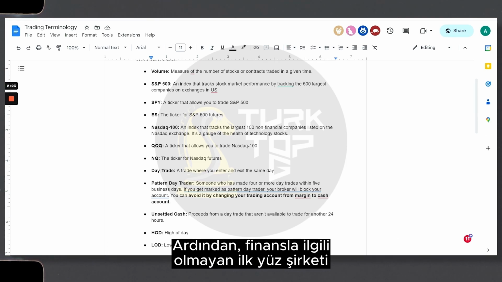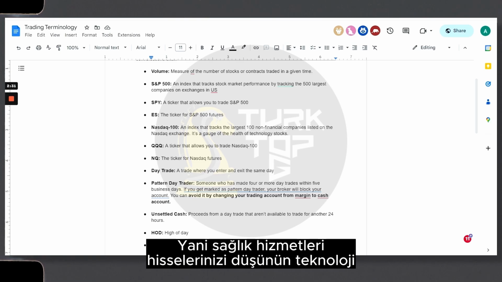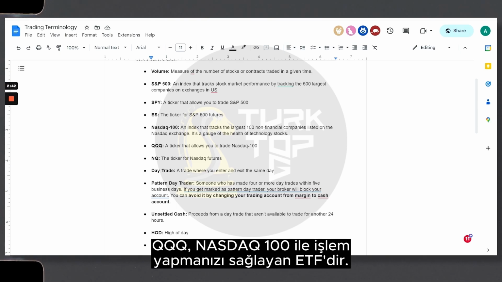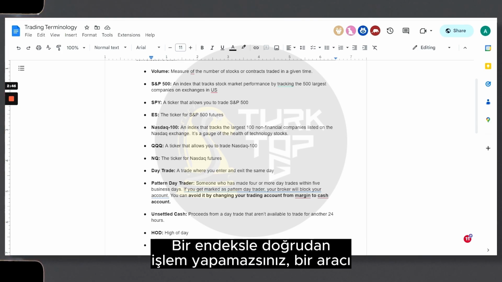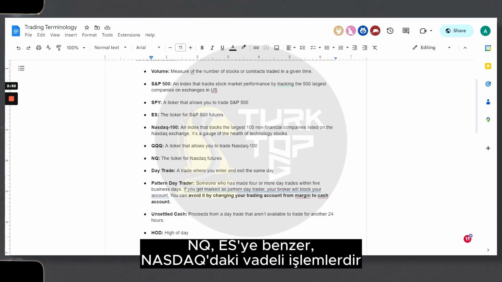Then you have NASDAQ 100, which is another index. It tracks the top 100 companies that are not finance related. So think of your healthcare stocks, think of your technology stocks. Most of them come in the NASDAQ 100. QQQ is the ETF that allows you to trade NASDAQ 100. You cannot directly trade an index. You have to trade it through a medium, and QQQ is your medium. NQ is similar to ES. It's the futures on NASDAQ.